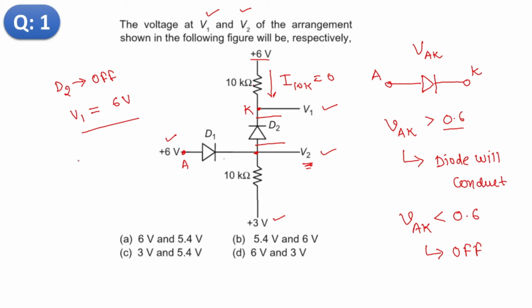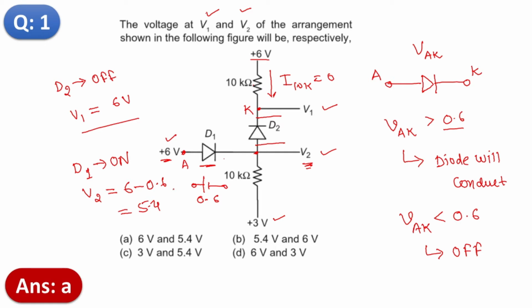From this concept we can say diode D1 is on, and because diode D1 is on, the voltage V2 is equal to 6 minus. We can replace this diode by a battery, like this, whose amount is 0.6. So this is 6 minus 0.6, which will be 5.4. So for this question A will be the right answer, that is V1 equal to 6 volt and V2 equal to 5.4 volt.